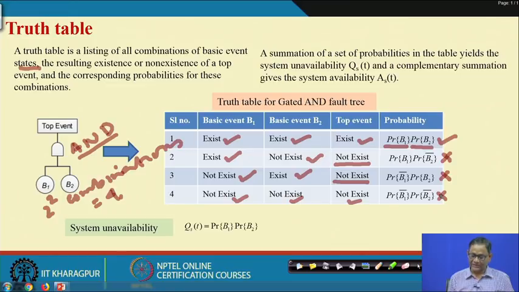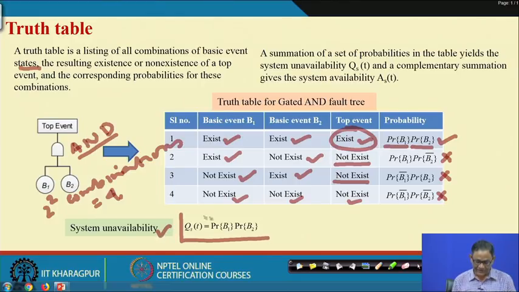So what is the unavailability here? It is the probability that the top event exists. This is the first combination, when both B1 and B2 exist, and the resultant probability is probability B1 into probability B2, as B1 and B2 are independent events. As a result, the system unavailability QST is given by this equation: QST is probability B1 times probability B2.